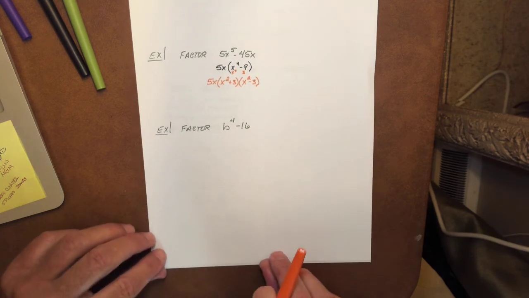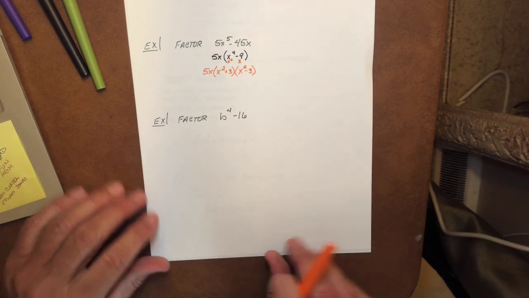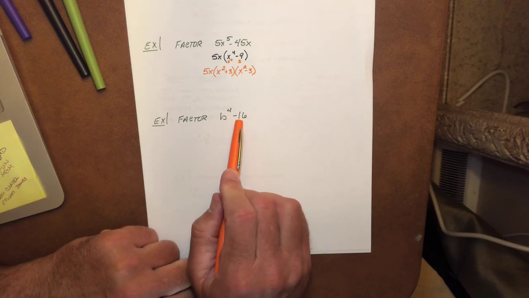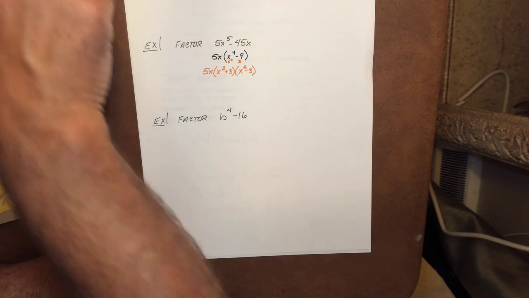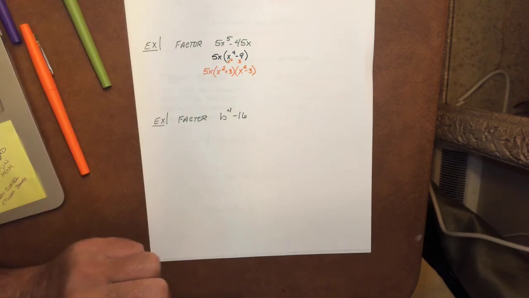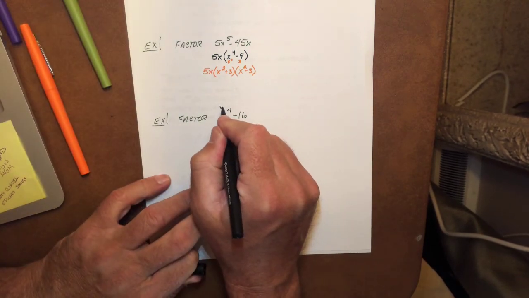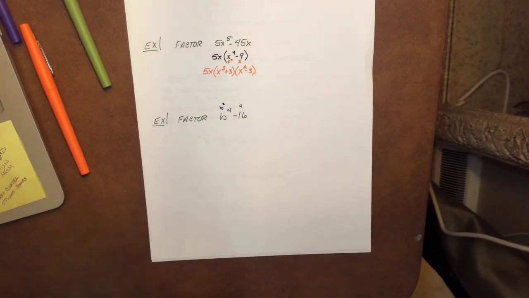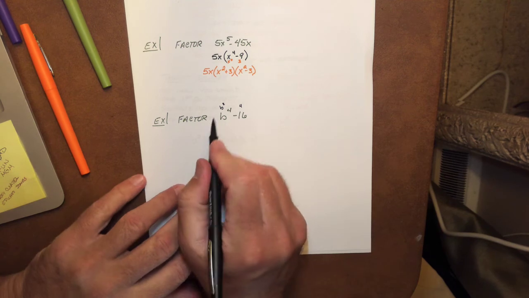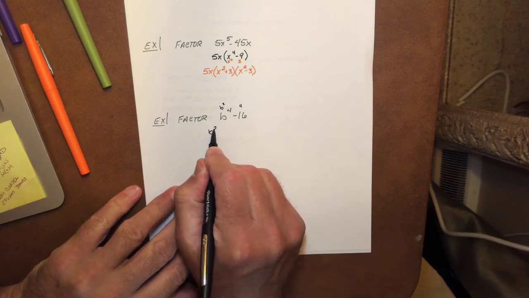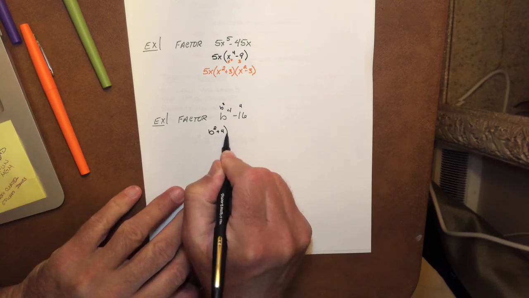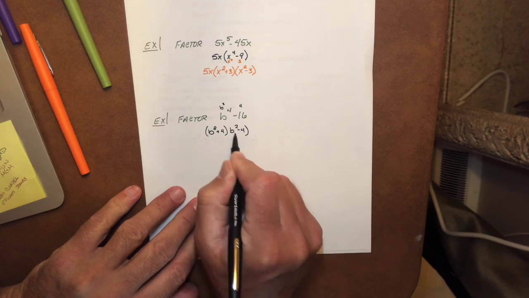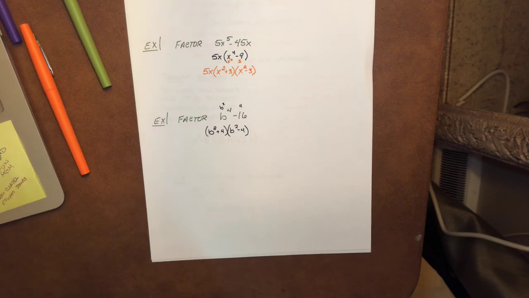All right, let's see what we got here in this next one. So we look, perfect square, check. Perfect square, subtraction, boom. We're in business, so let's get to work. Square root of this is b squared. Square root of that is 4. All right, so we'll have b squared plus 4, the sum, times b squared minus 4. And again, start checking these things.